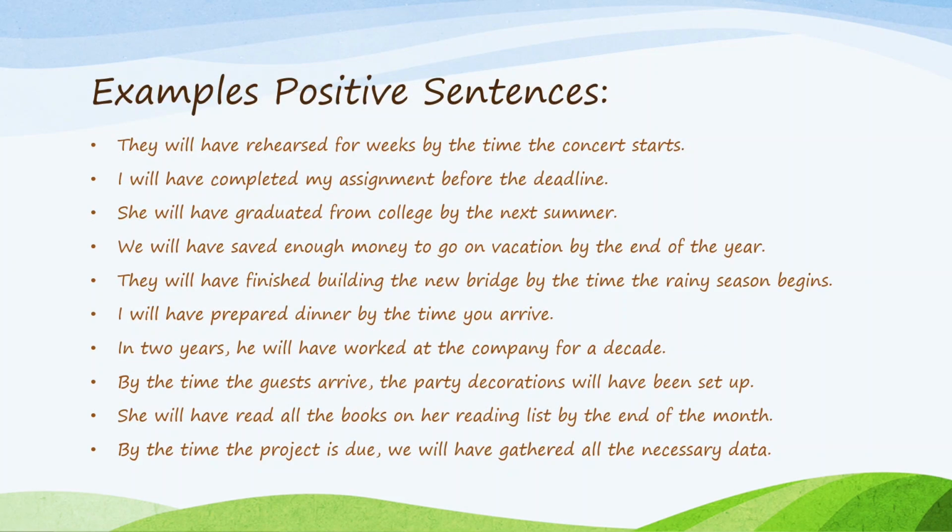We have the examples of some positive sentences. The first example: they will have rehearsed for weeks by the time the concert starts. If you remember the previous structure, hopefully you may have noted it down somewhere. You can note them down in your notebook for your help. You can see that we have the subject, then the helping verb, which is will have in this case, then the third form of the verb, the main verb, which is rehearsed. So we're clearly just following the structure that we have discussed.